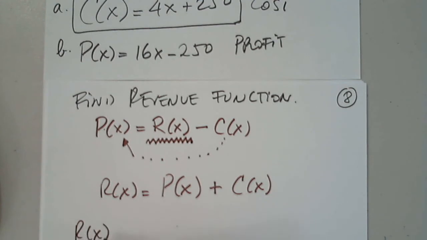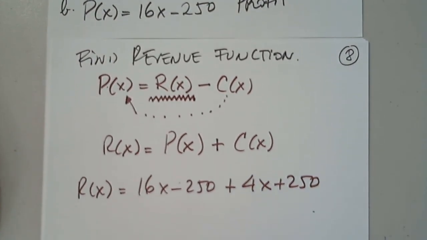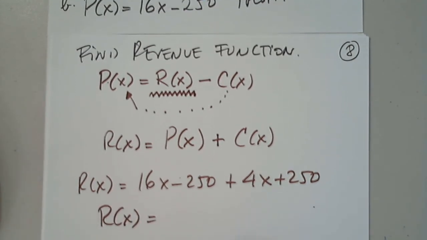So then revenue, now we are plugging in, perfect. So we have 16x minus 250 plus the cost function of 4x plus 250. We combine like terms, so the revenue. Can anyone give us the final answer? 20x. So 20x, and these two go away. So this is the revenue function.